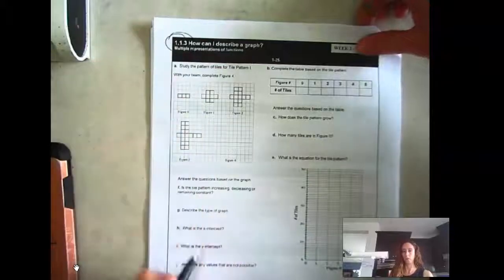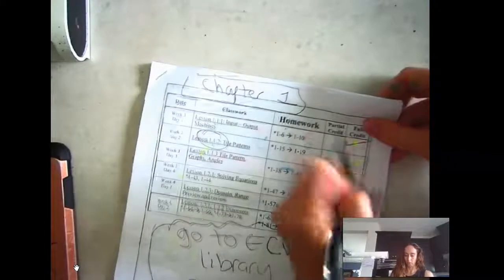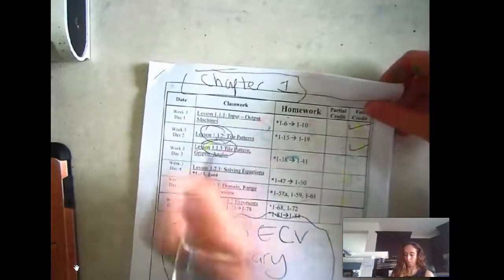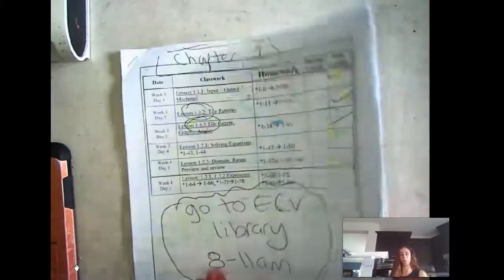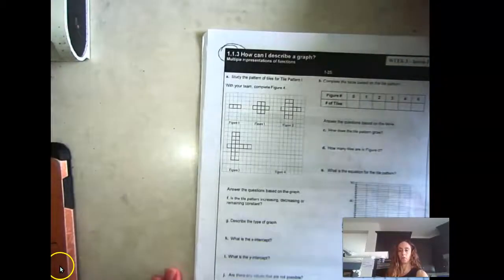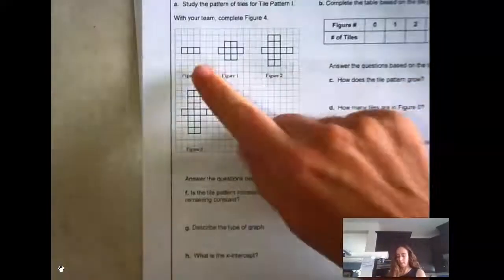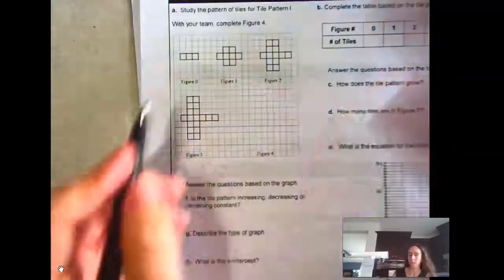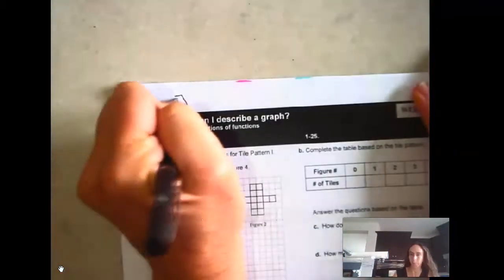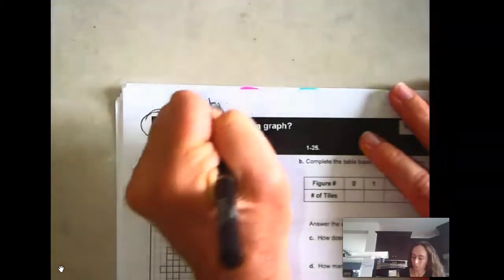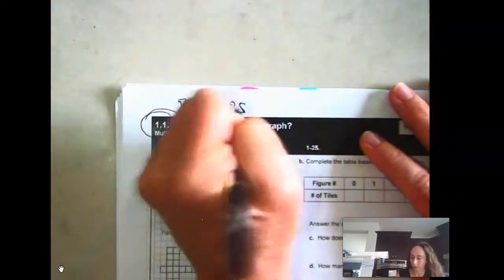Okay, we're on 1.1.3. So we've done 1.1.1. We've done 1.1.2. Now we're going to do 1.1.3. Okay, so the first thing I'm going to do, I see the same thing. Now, by the way, these little squares are called tiles. So they call them tiles.